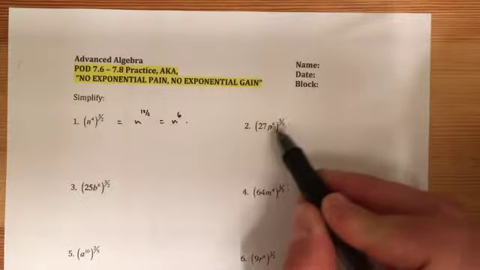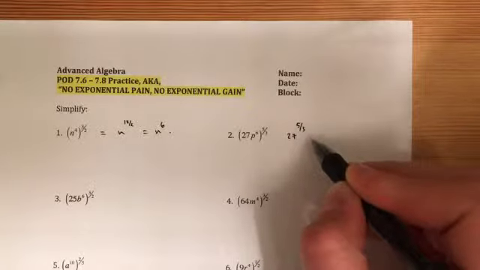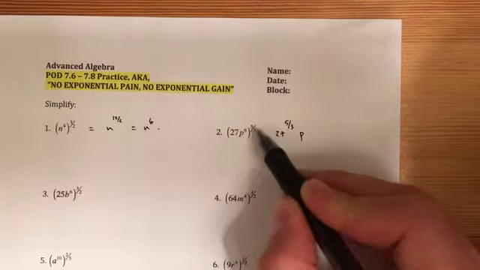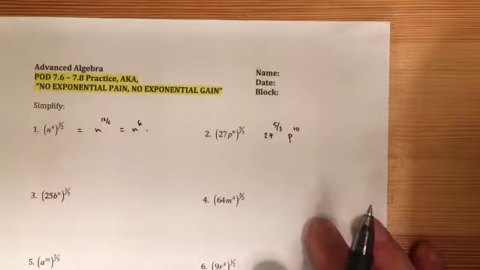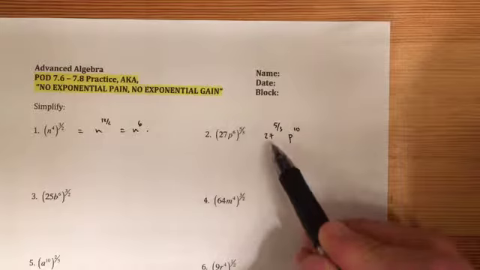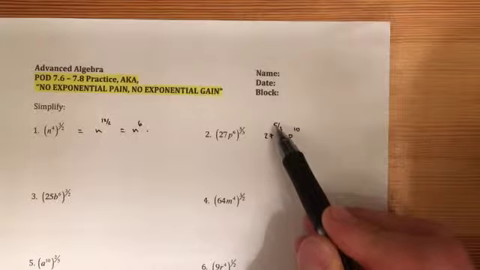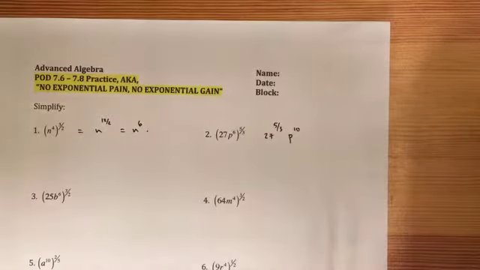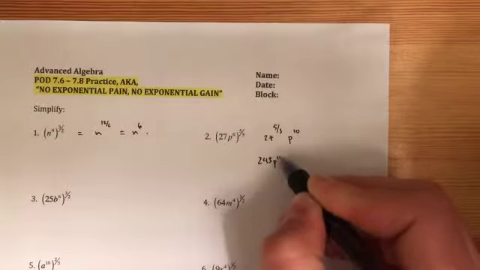I'm going to distribute this to both things and get 27 to the 5/3 times p to the 6 times 5/3, which is 10, right? Because that's 30 divided by 3, which is p to the 10th. And 27 to the 5/3, that's the cube root of 27 to the 5th. The cube root of 27 is 3. 3 to the 5th is 81 times 3, which I think is 243. So it's going to be 243 p to the 10th power.